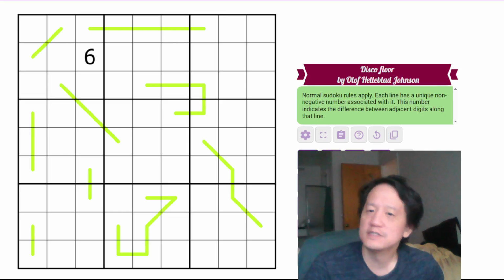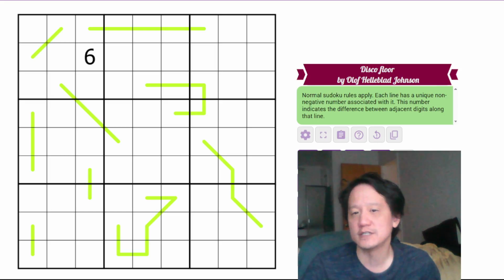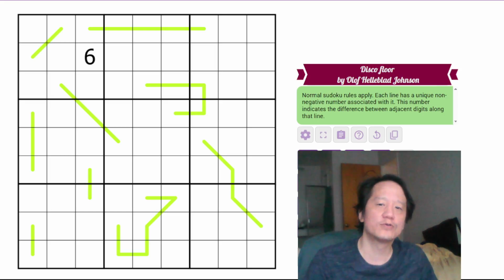And take that easiness with a grain of salt because it's considered easy by the people on the Logic Masters Germany forum, and there's a lot of really smart people there. Today's puzzle is called Disco Floor by Olaf Hellblad Johnson. And here are the rules.